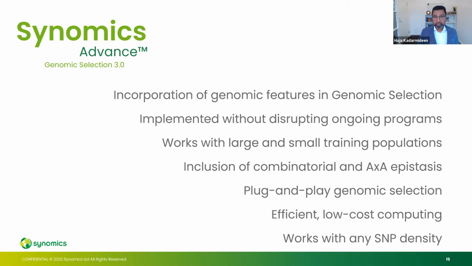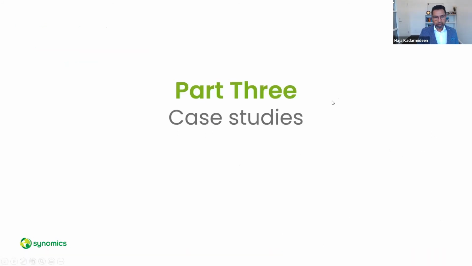It's plug and play because given the same set of models, small tweaks, we can easily implement that. Efficient, low cost, because it makes no big changes in computational infrastructure either. And last but not the least, we have applied it in dozens of POCs with a range of SNP density from a fixed assay chip, assays or arrays, to whole genome sequence data up to 60 million. So that's part two.